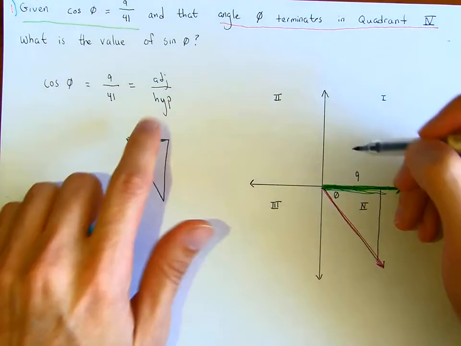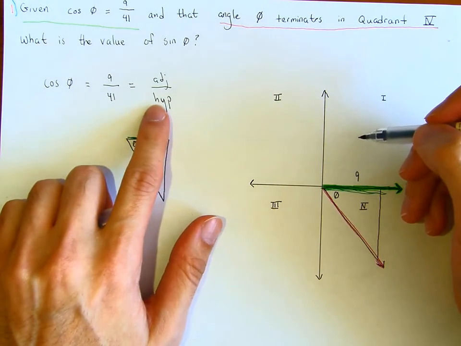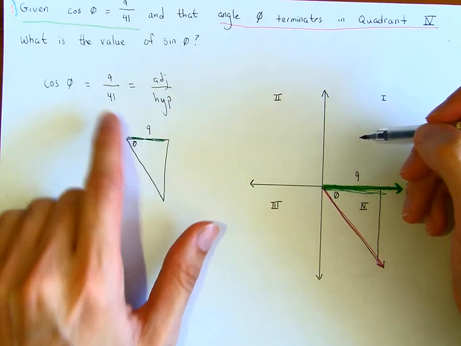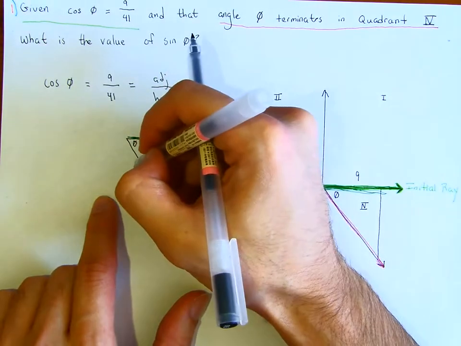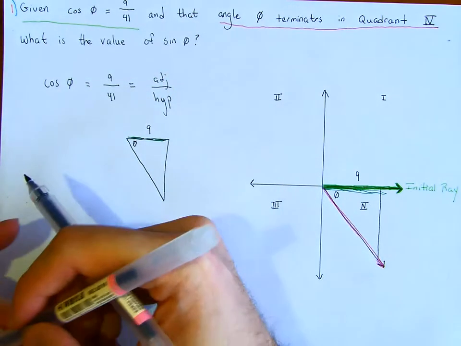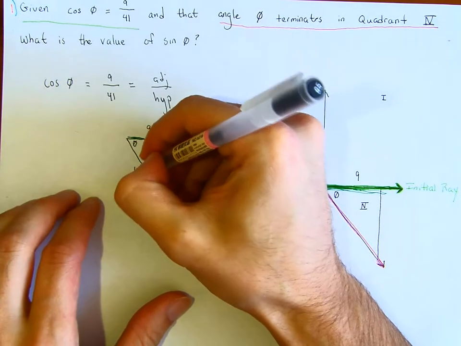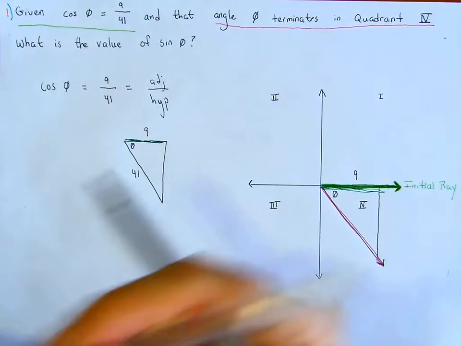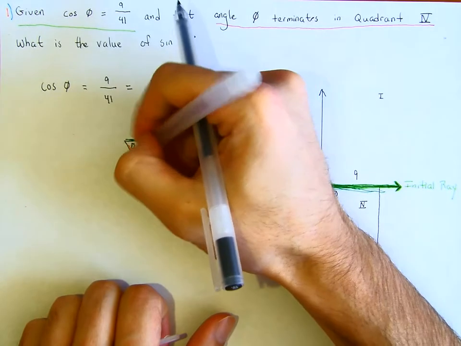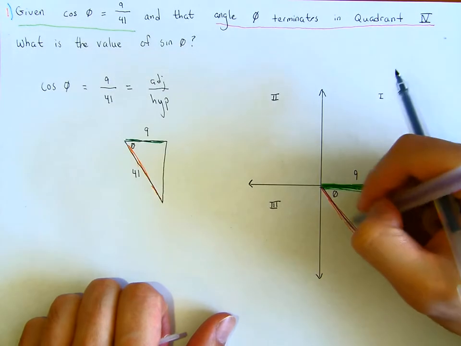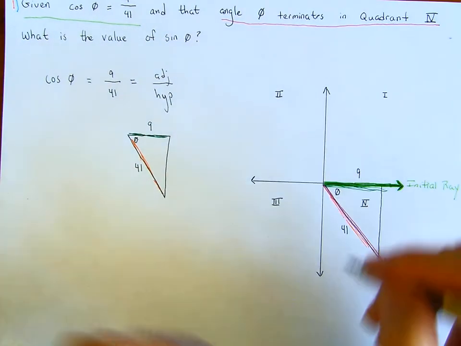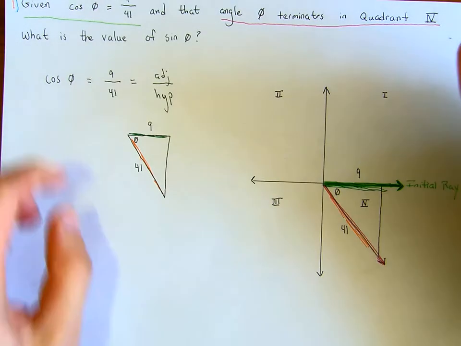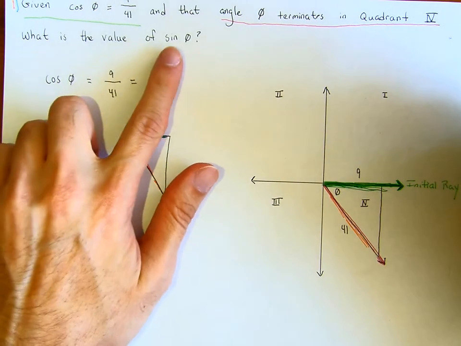Okay, now what's the next thing we're given? We're given that the hypotenuse is 41. So what's the hypotenuse of this triangle? It's right over here, and this is, oops, let me use this color. This is 41, right? This is the hypotenuse here, and this is 41, okay? Now, what are we asked? We're asked, what is the value of sine of theta?